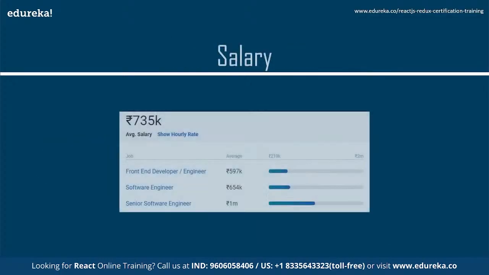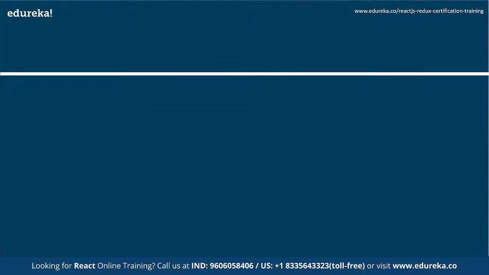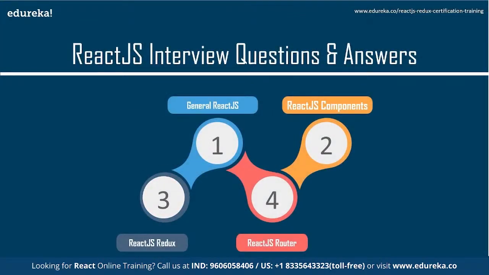Talking about the salary trends, the current average salary for the roles of React domain is 735K, which includes the average salary of 597K for front-end developer or engineer, the average salary of 654K for software engineer, and the average salary of 1 million for senior software engineer. With all this information, let's move to interview questions and answers.